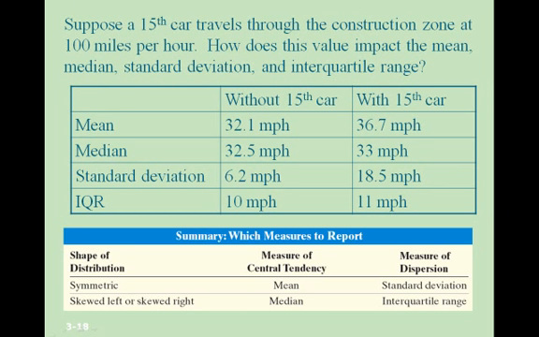So based on the shape of our distribution, we can tell which measures we should report. If our distribution is symmetric, so we don't have any extreme values, then we would report the mean and the standard deviation. But if we do have extreme values and our distribution is skewed left or right, then we would report the median and the interquartile range.